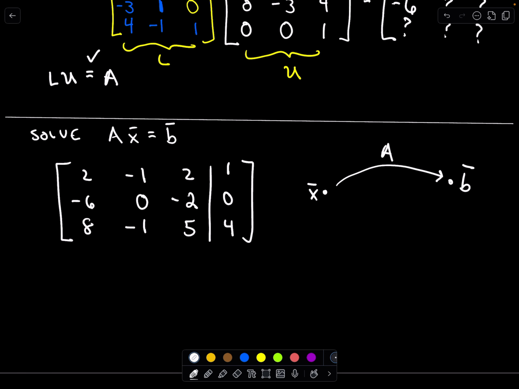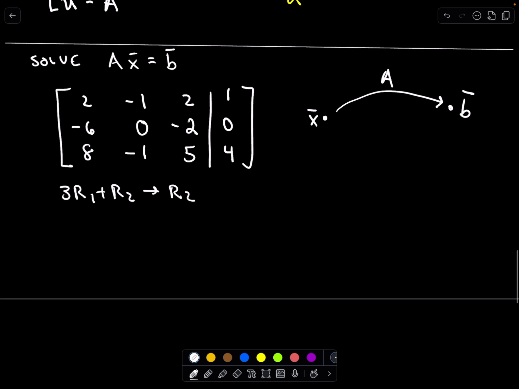So the first thing that I'm going to start off with, I think I'll just take 3 times row 1 plus row 2. That's going to give me my new row 2. I'm not even going to change the first row, so let me copy that one down. So if I do 3 times 2 minus 6, that'll be 0. 3 times -1 plus 0, that's going to be -3.